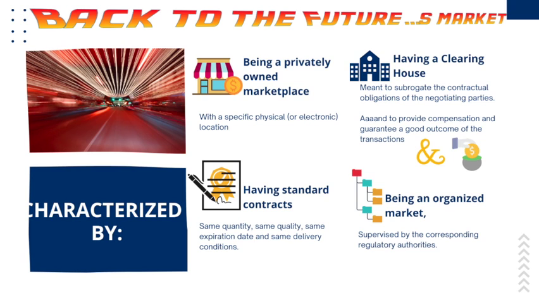In general, the futures market is characterized by: 1. Being a privately owned marketplace with a specific physical location, or nowadays an electronic one. 2. Having a clearinghouse that is interposed between the contracting parties in order to subrogate the contractual obligations of the negotiating parties. That means being a seller for the buyer and a buyer for the seller, and to provide compensation and guarantee of the good outcome of each transaction. The mechanism of guarantees to be deposited, which will be seen in detail in a later video, is the safeguard of this risk assumed by the clearinghouse.